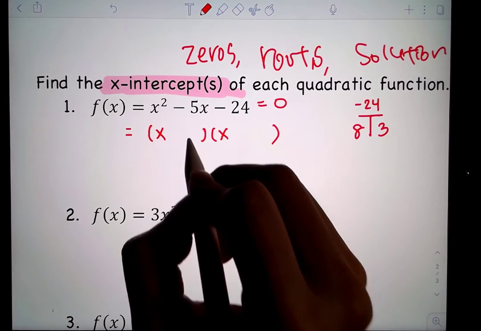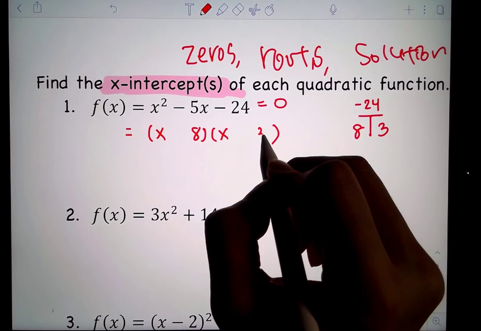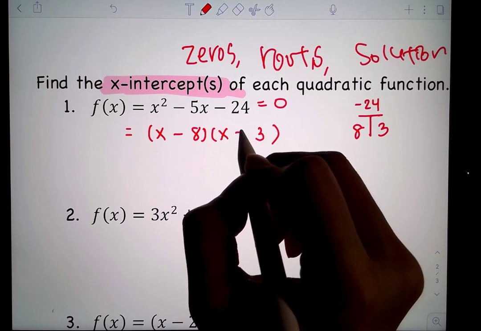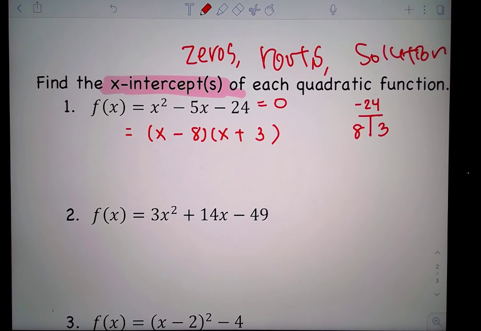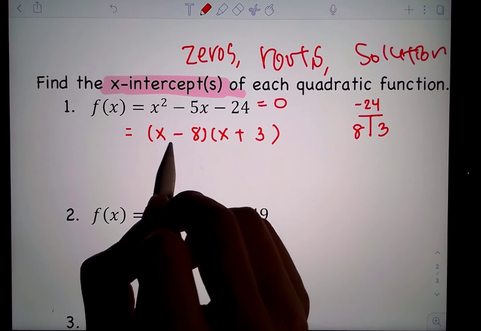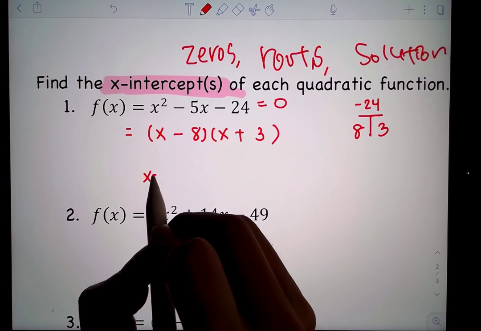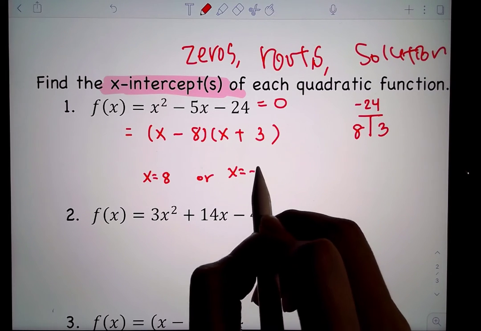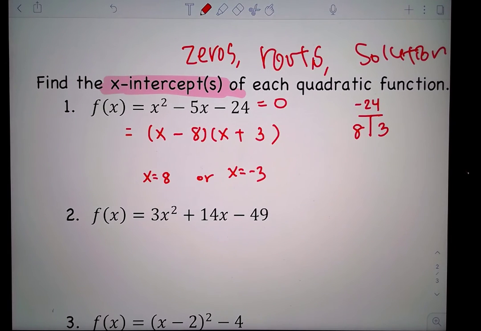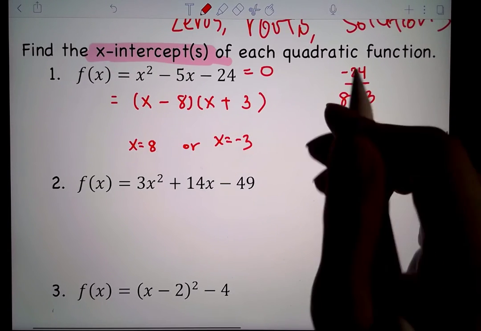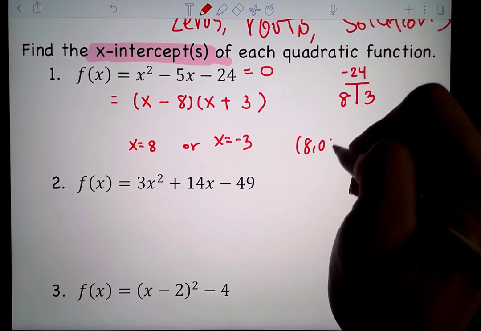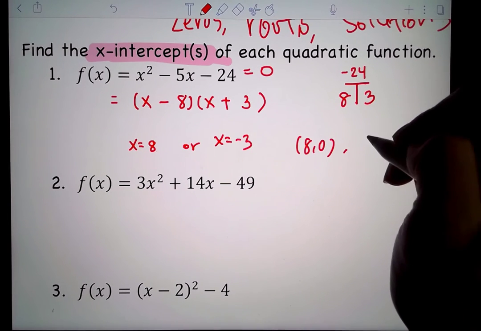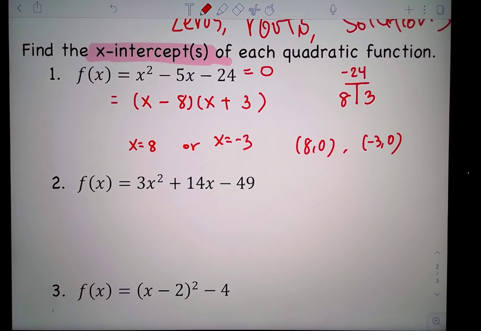And my first number, the bigger number, that's 8, 3, negative and positive, right? So you just factor that, and you're just getting zeros. So my 0 from here, x equals 8, or from here, x equals negative 3, right? So that's your solutions of the equation. So your x-intercepts will be 8, 0, and negative 3, 0.